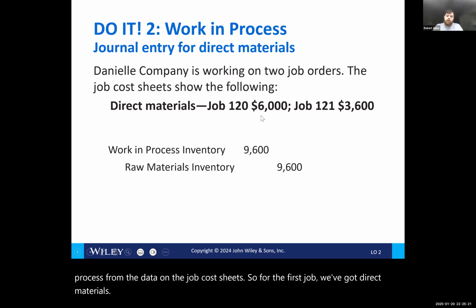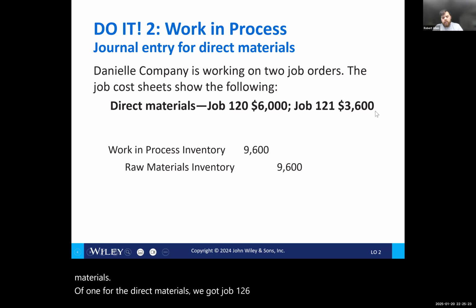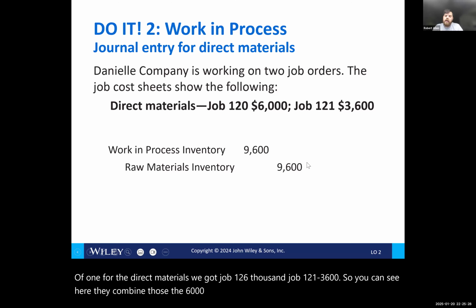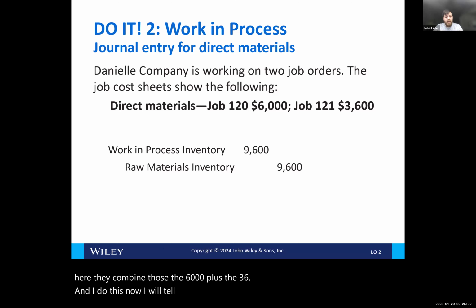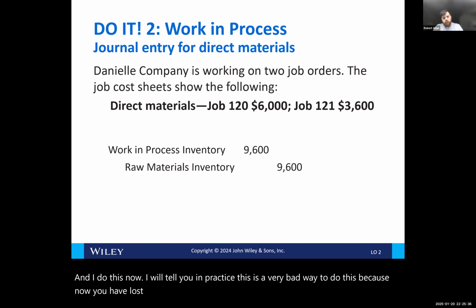For the direct materials, we got job 120, 6,000, job 121, 3,600. So you can see here, they combine those, the 6,000 plus the 3,600, and they do this. Now, I will tell you in practice, this is a very bad way to do this because now you have lost the transparency in the journal entries.